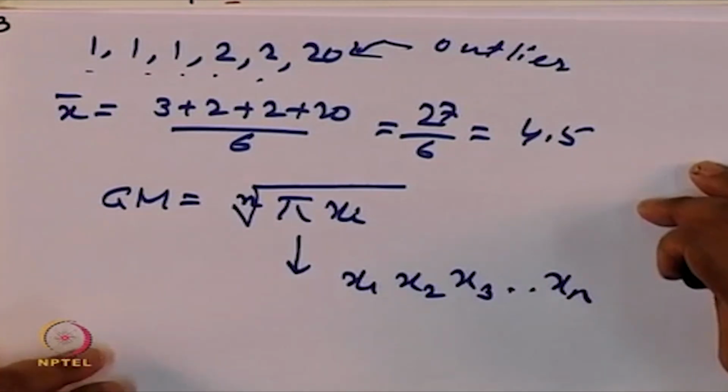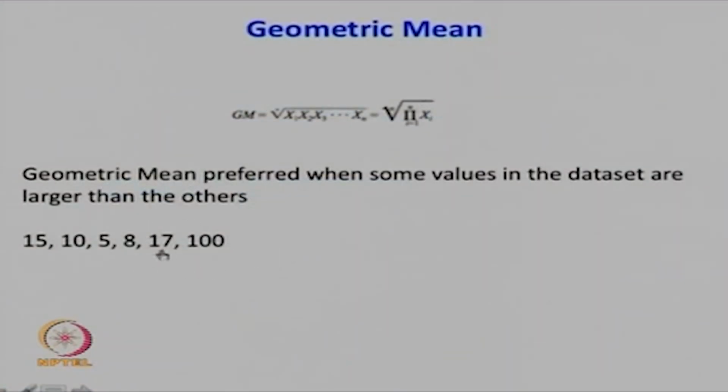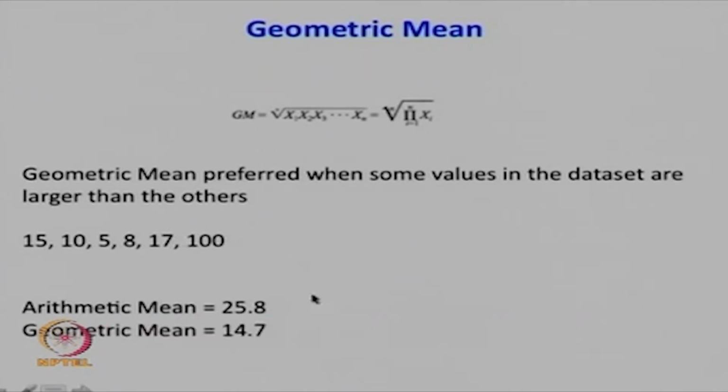Okay. So, now for these particular values that I have chosen, 15, 10, 5, 8, 17, 100, you can clearly see that most of the values lie within 17 except for this one number, which is 100. If I calculate the arithmetic mean for this sample, it turns out to be 25.8, and as with the previously discussed case, we can see that 25.8 is much bigger than the number 17. If we calculate the geometric mean instead, it gives me the value of 14.7, which is much closer to this population. So, this is an example which shows that the geometric mean is much less sensitive to outliers compared to the arithmetic mean.